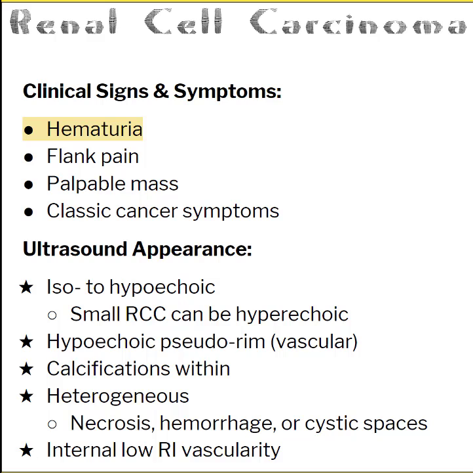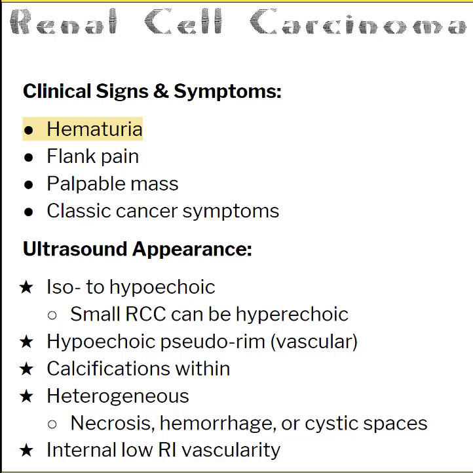On ultrasound, renal cell carcinoma is going to appear iso to hypoechoic to the renal cortex. It's important to note, though, that very small renal cell carcinomas can actually be hyperechoic. There's also going to be a hypoechoic pseudorim around the lesion, which actually is a vascular rim. There will be calcifications within. The mass itself can actually be very heterogeneous, especially the larger it gets.